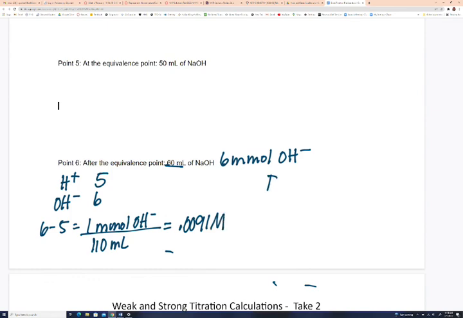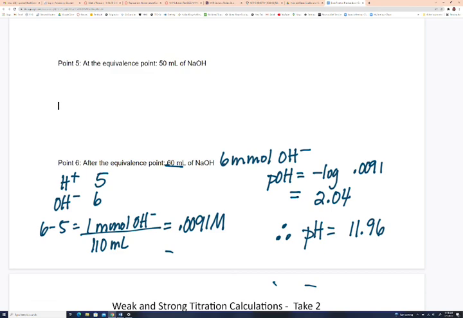So now pOH is equal to negative log of 0.0091. It gives me a pOH of 2.04. Therefore, pH is equal to 11.96, which is in line with what we would expect because we just over titrated with too much base. So we just basically have hydroxide contributing to our pH.